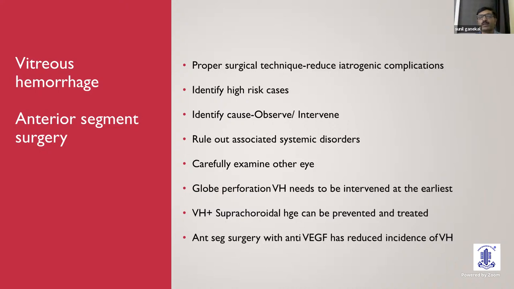Globe perforation with vitreous hemorrhage needs to be intervened early, based on whether an associated tear or detachment is there or not. Vitreous hemorrhage with suprachoroidal hemorrhage can be prevented by identifying the at-risk cases, and can be treated. But one thing I would like to highlight here: with the use of anti-VEGF, the bleed risk is definitely reduced, because it reduces the iris neovascularization and angle neovascularization risk. So you need to plan accordingly, case to case basis, which will help you tackle the patient accordingly.